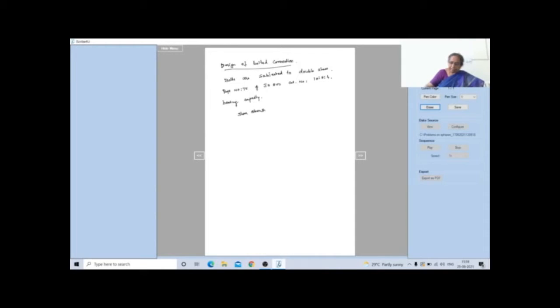Shear strength is given by Vdsb equal to Fub divided by root 3 into gamma mb into n_n into pi d square by 4, where gamma mb is the partial factor of safety. The partial factor of safety gamma mb equals 1.25, so we take it as 1.25. Fub is nothing but the ultimate tensile strength of the bolt.